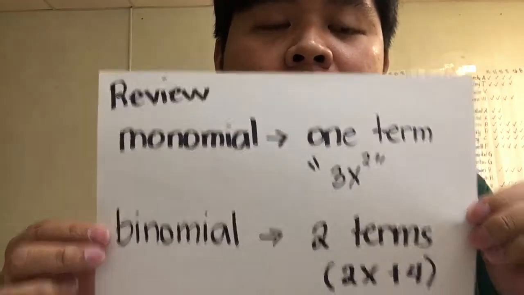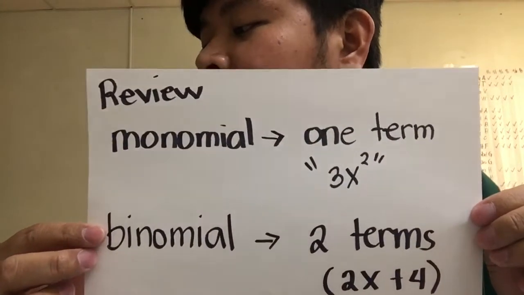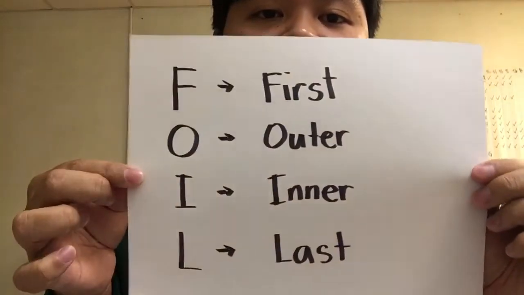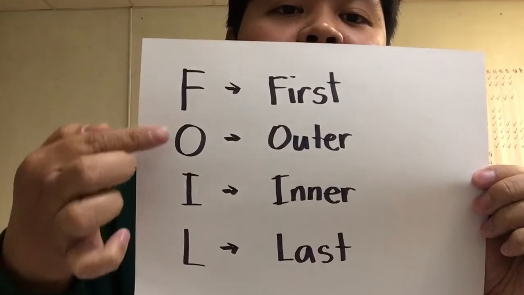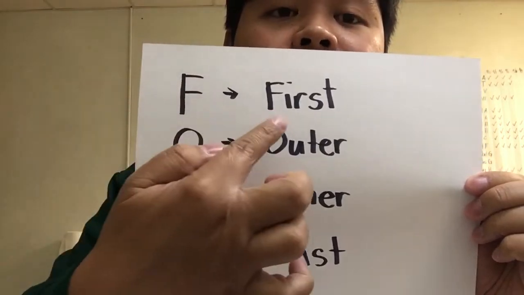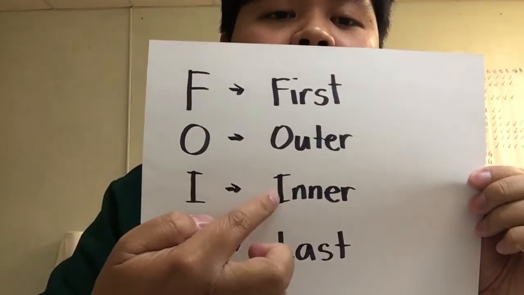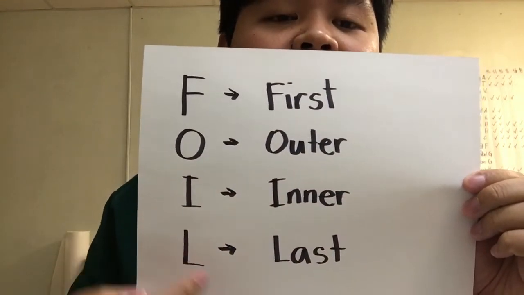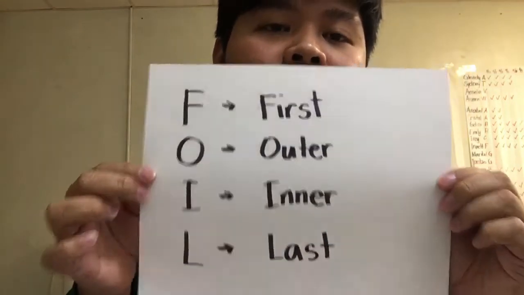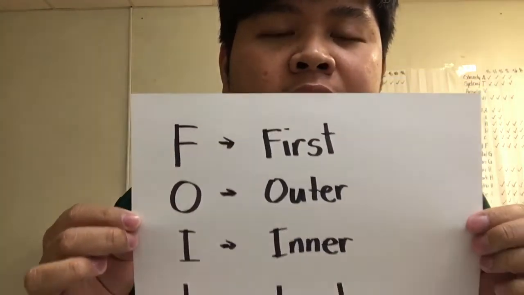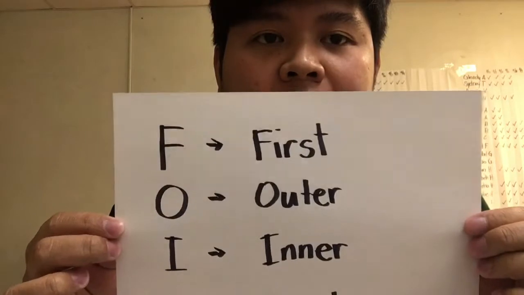We have to master one way of multiplying binomials, and that is what we call the FOIL method. Just remember the abbreviation: F stands for first, O stands for outer, I stands for inner, and L stands for last. This FOIL method is an arranged process so that we're not confused in multiplying our binomials.